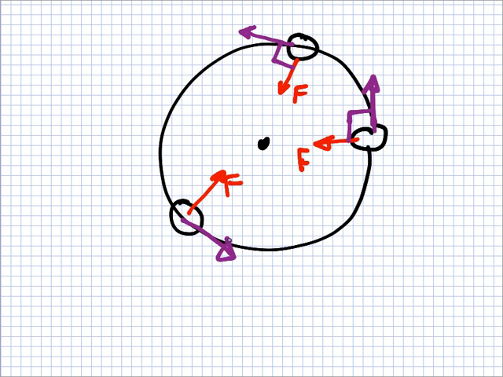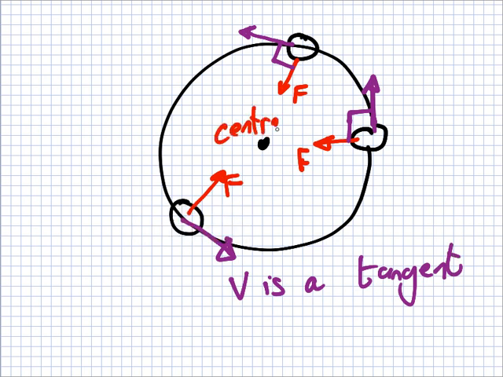Now, in your maths class, does anybody remember the name of something like this line on the circle, which is perpendicular? Yeah, good, okay. So, V is a tangent. Okay, and F is towards the center. That's what makes something move in a circle. Okay, so you can picture when you have something on a string, you know, because the string is to the center, but you turn it around. So the force is to the center.